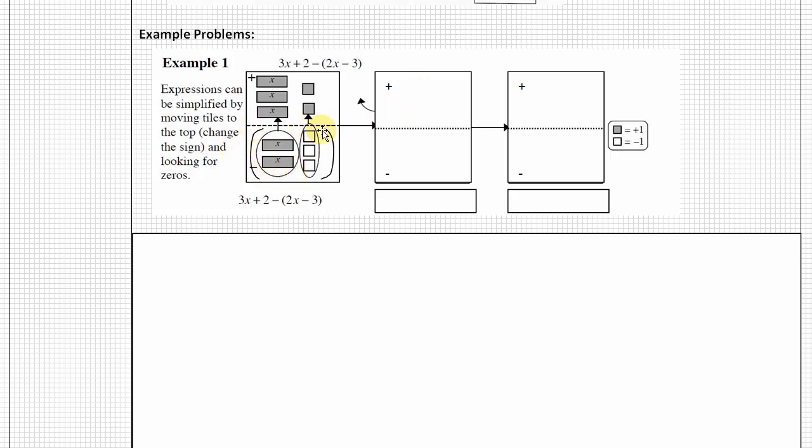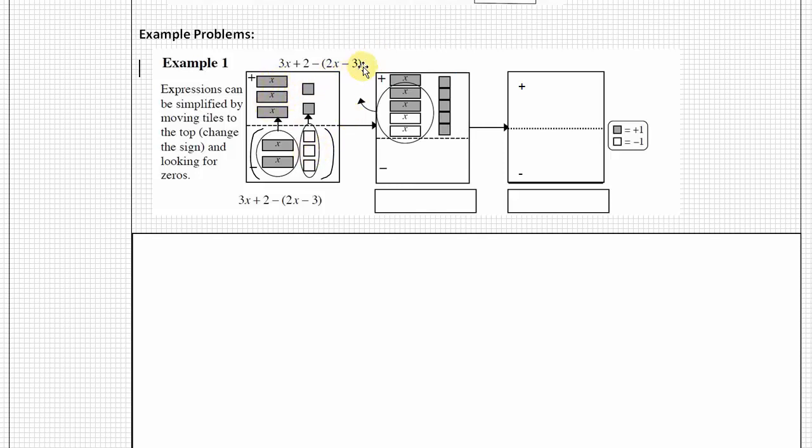So remember, anytime we cross this dotted line, our tiles are going to flip over to the other sign. So here's what's going to happen. And go ahead, if you don't want a spoiler alert, pause the video here and see if you can draw in what you think it's going to look like. Alright, so here's what that would look like.